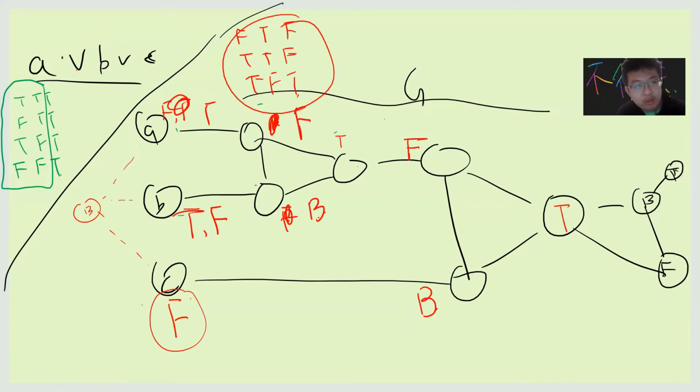Okay, so I already generated all the 7 cases. Okay, and then you can easily prove by yourself that if you choose ABC to be F, then this graph is not 3-colorable.